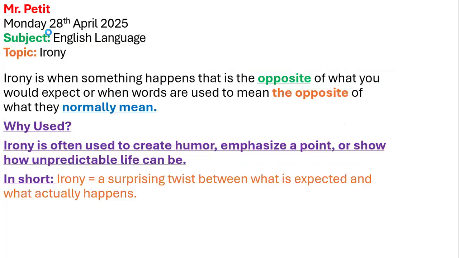Where's Nathan? Not Nathan, my bad. Nevaeh Stewart. Where's Nevaeh Stewart? Nevaeh, can you hear me? Right here. Yes, sir. Why is irony used? To create humor or emphasize a point or show how unpredictable life can be.